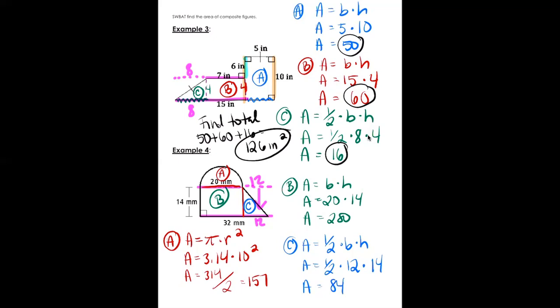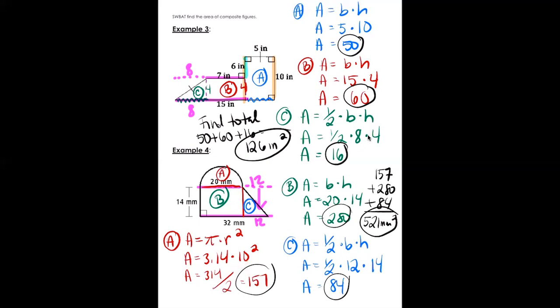So to find my final answer, I'm going to add all three of these areas together. 157 plus 280 plus 84 equals 521 millimeters squared. And again, this time I remember to cut this in half. I literally just checked in my head.